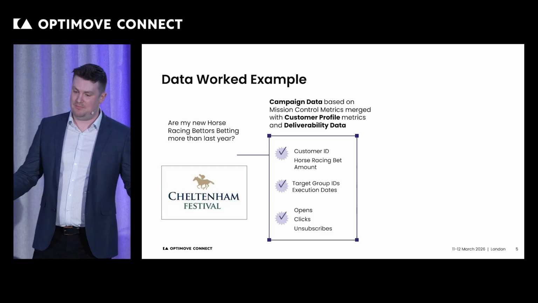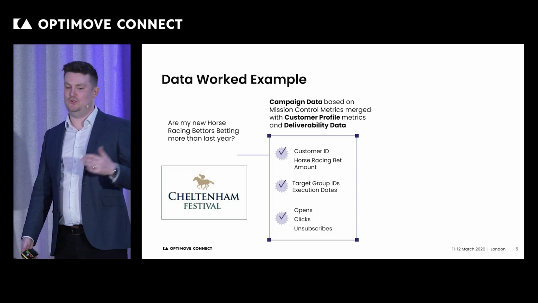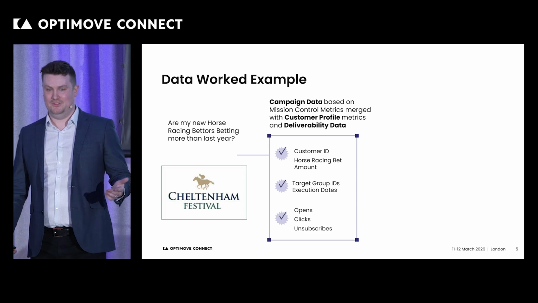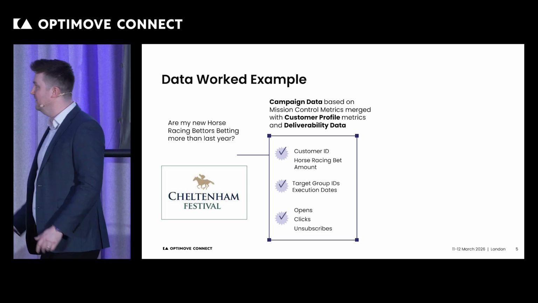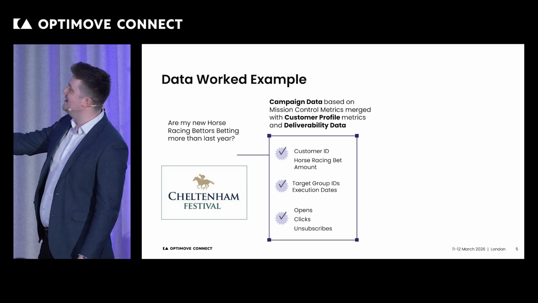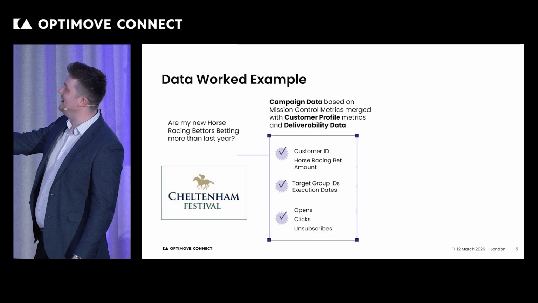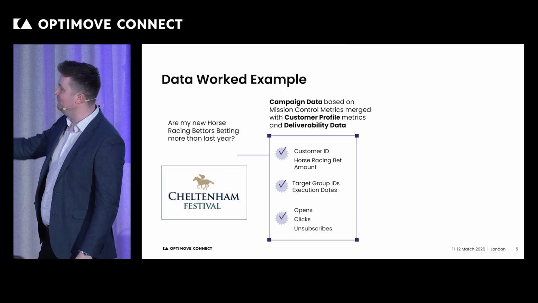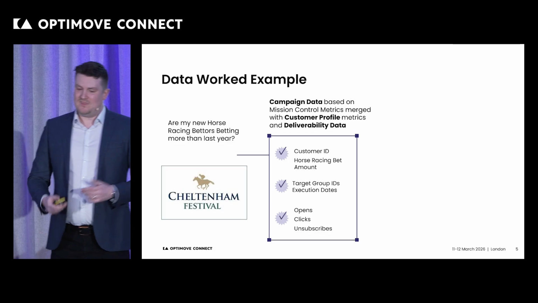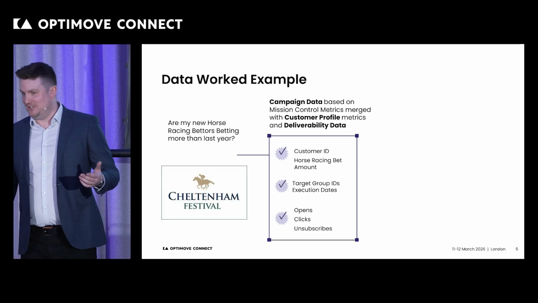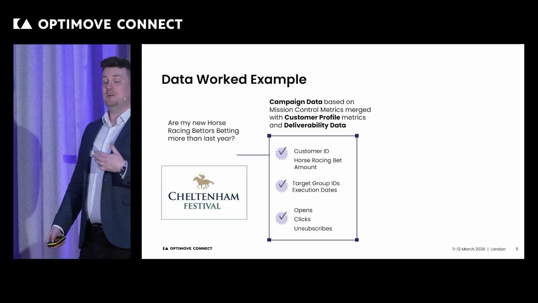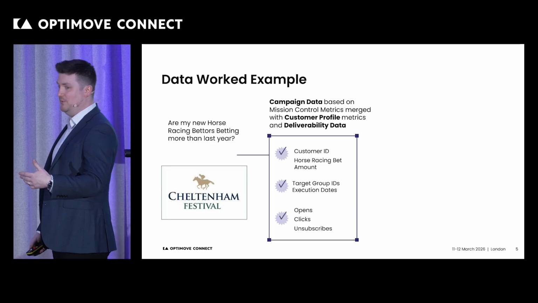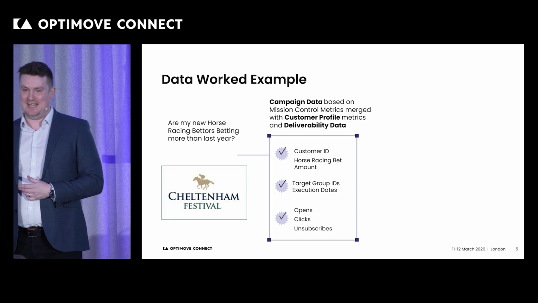So our first step would be to identify the users who are betting on horse racing for the first time. This is going to be available through customer profile and transaction history stuff at the top here. But the question isn't really just like, are my horse racing bettors betting more? It's really like, is my marketing activity driving them to bet more? So now we need to add in another layer here.